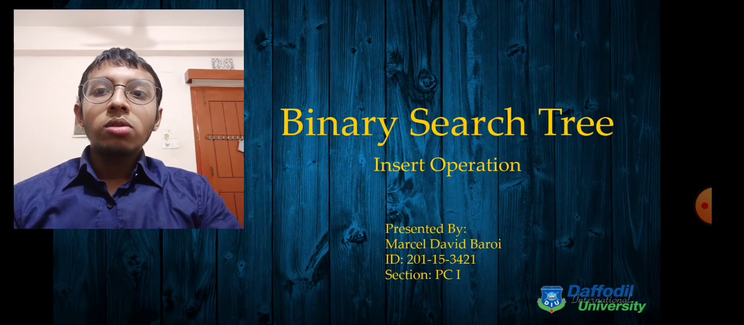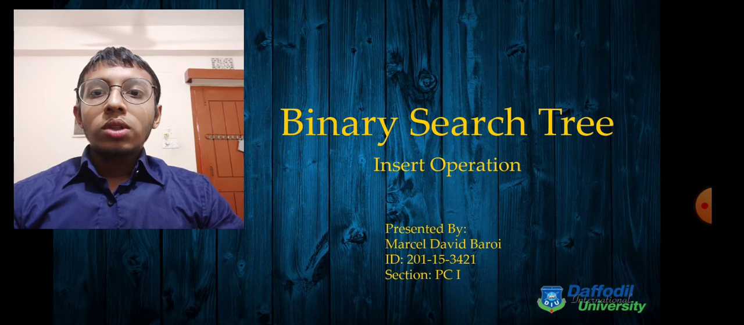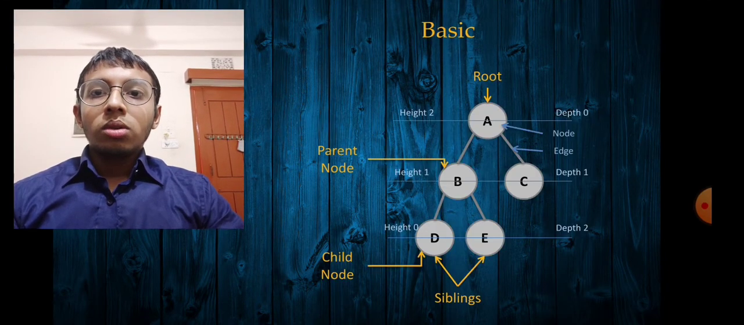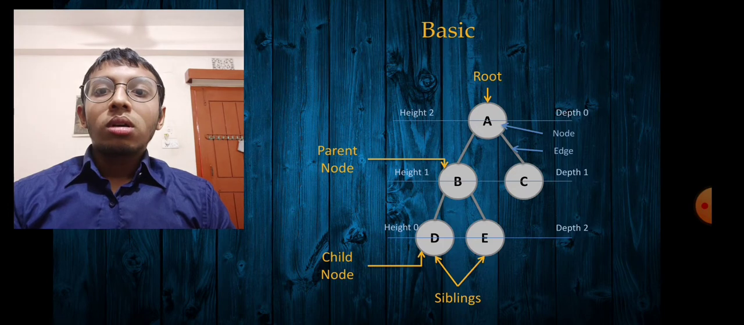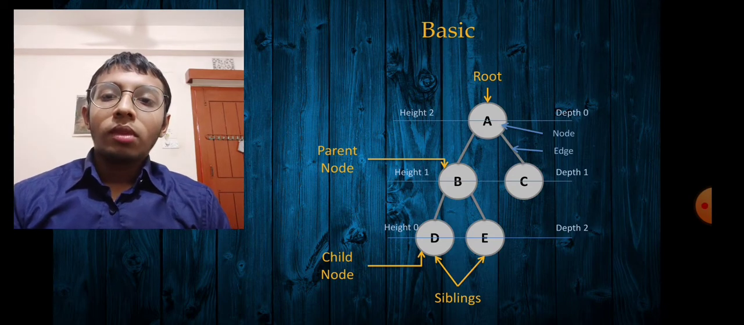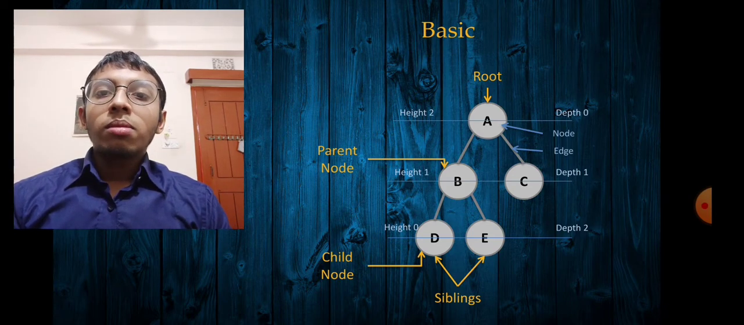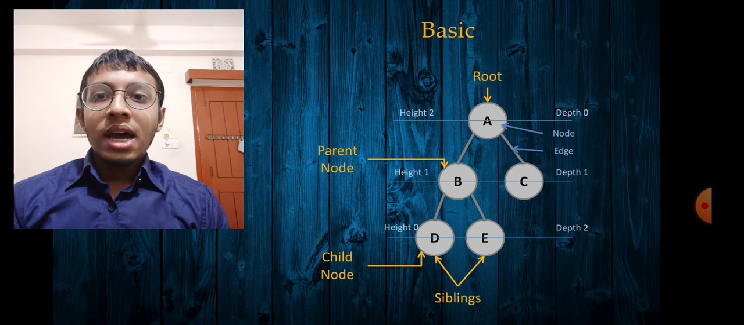Today I'd like to talk about binary search tree insert operation. So first of all, we have to know some basics. In this slide we can see the root is A and B is a parent node. D and E are called siblings and they are child nodes of B. The depth is calculated from the top to bottom and the height is calculated from the bottom to top.